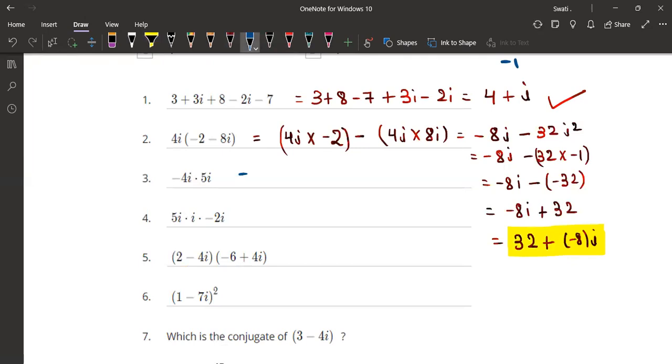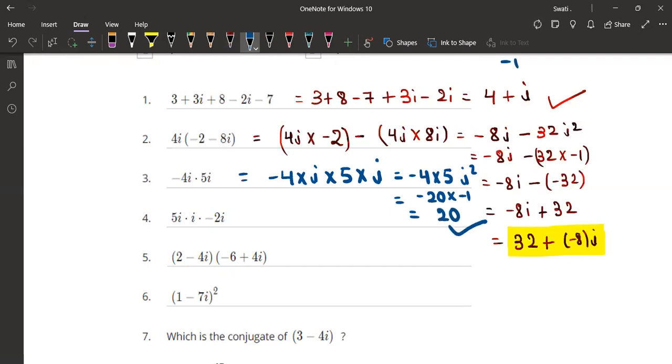Minus 4i into 5i. So here we will simply write this as -4 into i into 5 into i, right? I'll write -4 into 5 together, and i into i is nothing but i square. What is -4 into 5? -4 into 5 is -20, right? And what is i square? i square is -1. So what is -20 into -1? It is simply 20. And that's the answer. If you want, you can write this in the standard form of a complex number, that is 20 plus 0i.